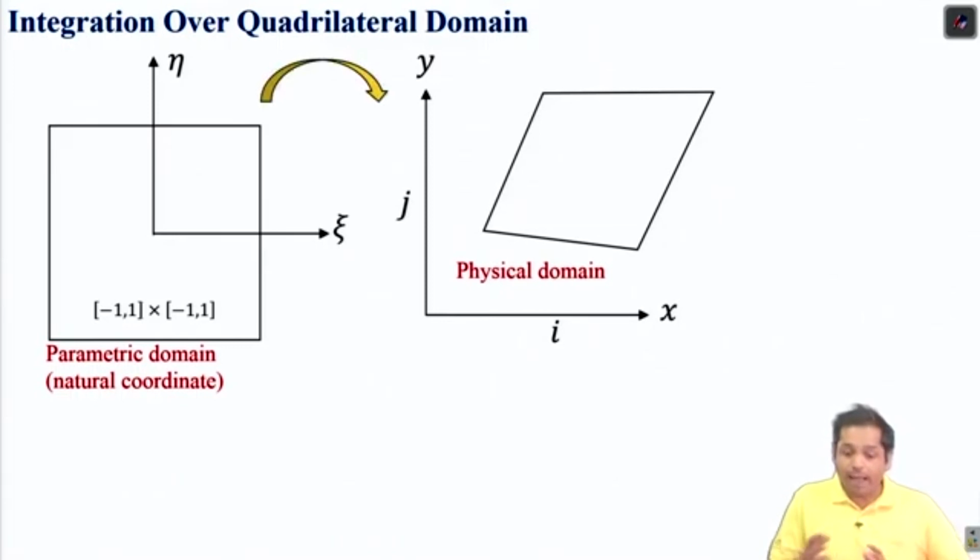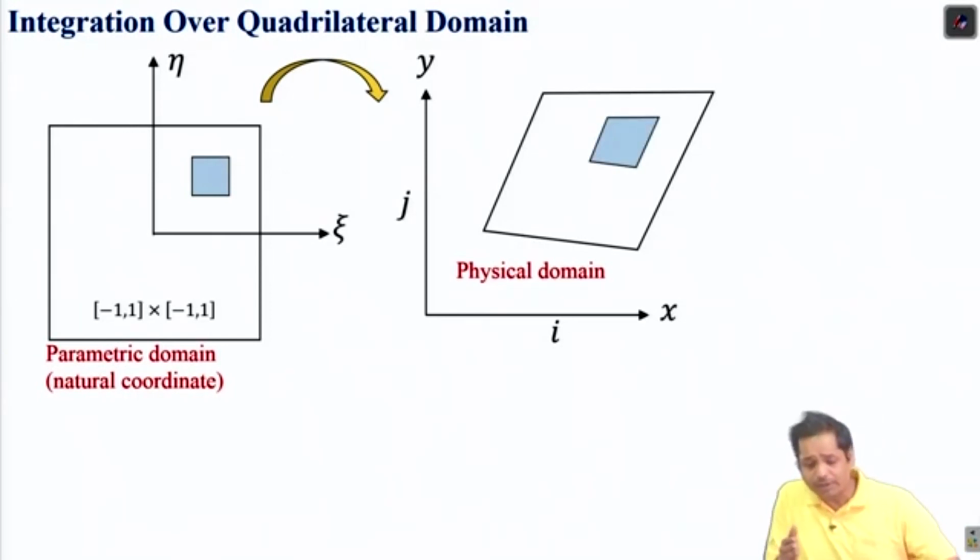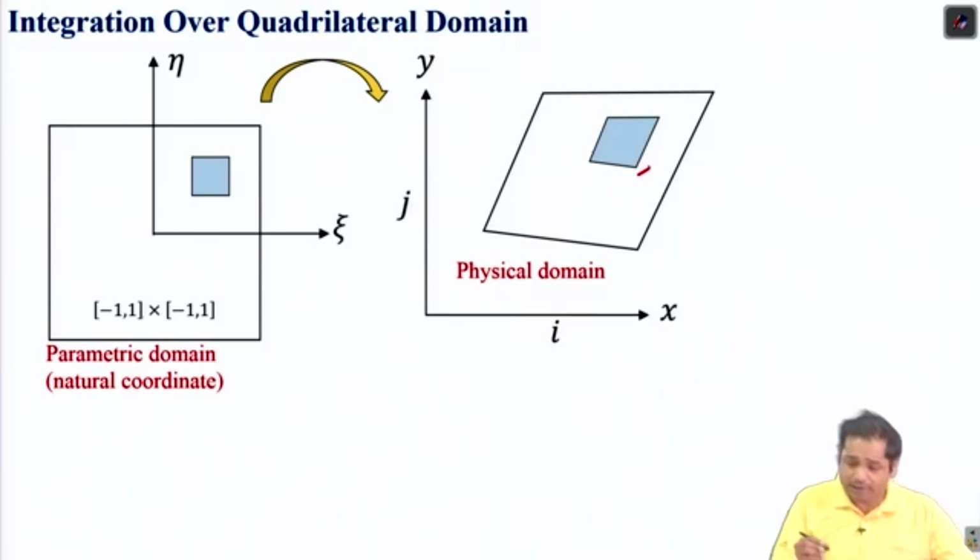Now, we need to define a map between these two domains, and then take a small element in the parametric domain. Suppose this is the corresponding image in the physical domain. This image can be obtained through this map. We have already seen the shape functions, and through those shape functions, this map can be constituted.